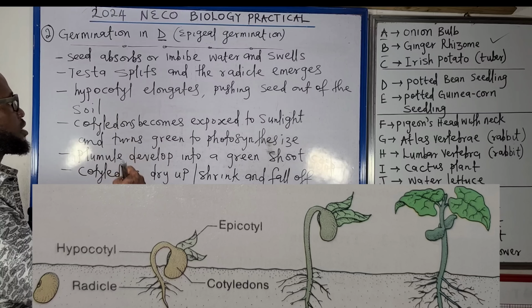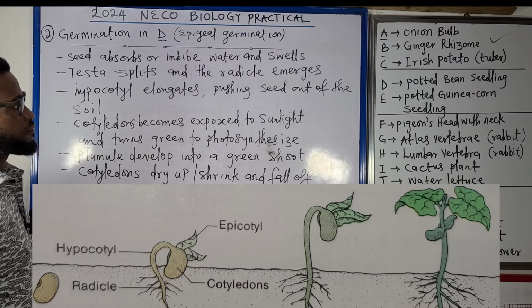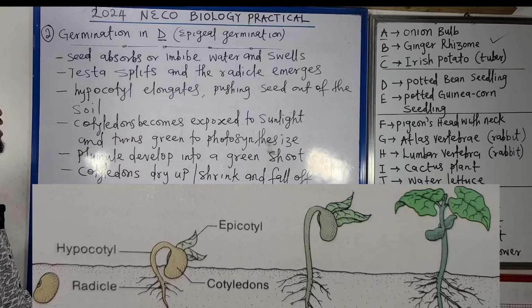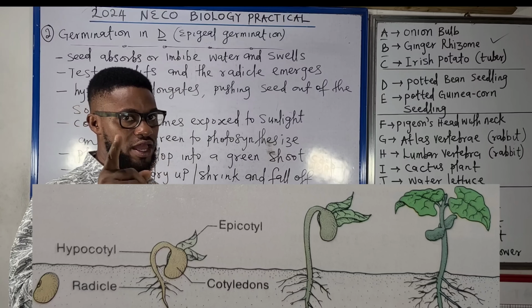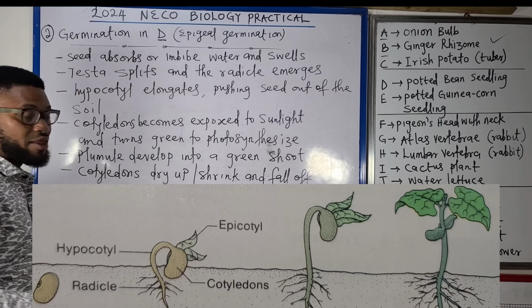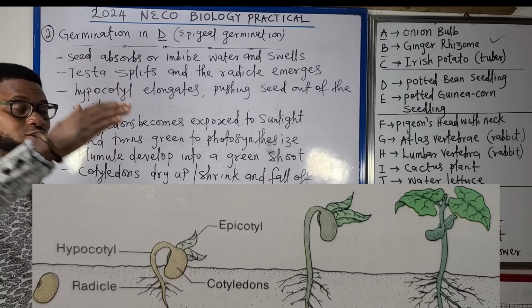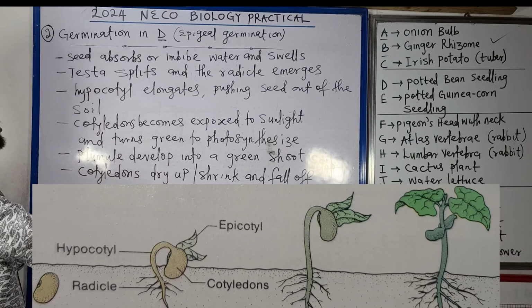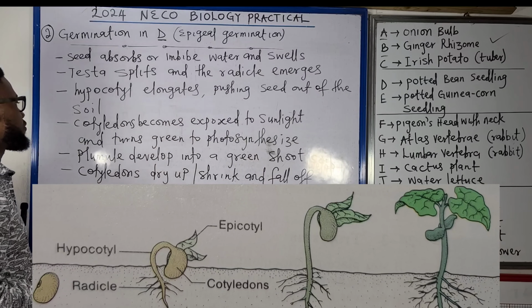The hypocotyle elongates, pushing out the seed from the soil. Recall that the tip of the embryo is the epicotyle. I've said that in between the radicle and the epicotyle is where you have the hypocotyle. So the hypocotyle here elongates, pushing out the seed from the soil.